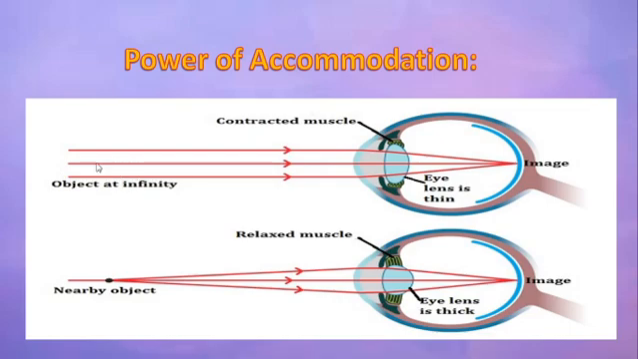So when we see distant objects, the ciliary muscle relaxes and makes the eye lens thinner. Now the eye lens is changed to thinner with the help of ciliary muscles. This increases the focal length of the eye lens. Hence the distant object can be clearly seen.